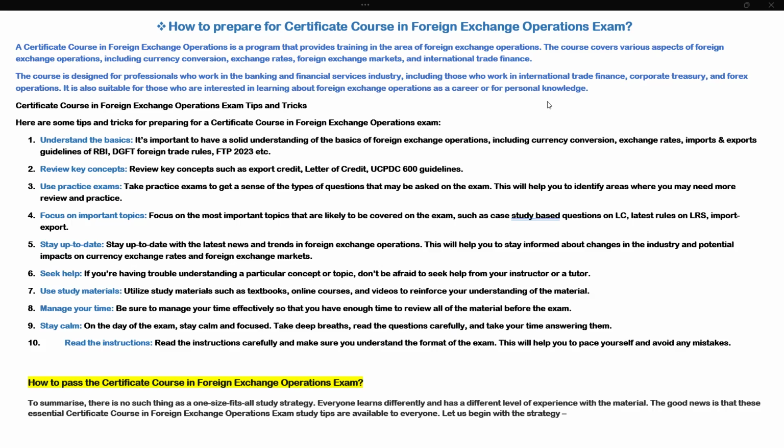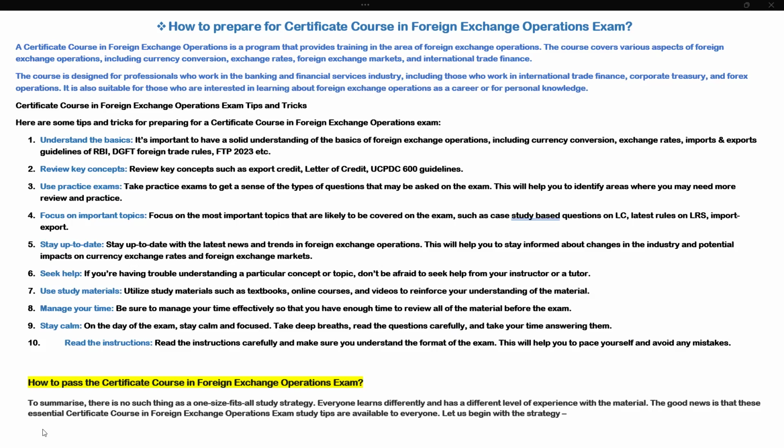Mostly this course will be done by candidates who are working in the foreign exchange department in various banks, whether it is a public sector bank or a private bank. So you also may be one of them, having good experience of foreign exchange, but as a regulatory guideline.